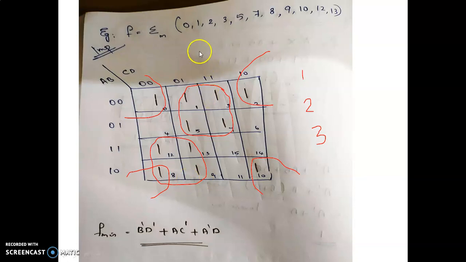And you're going to plot value 1 for these min terms. So for 0, you will be plotting 1. 1, it is 1. 2, you are plotting the value 1. 3, it is 1. 5, it is 1. 7, you are plotting it as 1. 8, you are plotting it as 1. 9, it is 1. 10, it is 1. 12, it is 1. And 13, you plot as 1. So that is how you are plotting the value of 1 in the K-map. And now the next procedure is you have to group it.